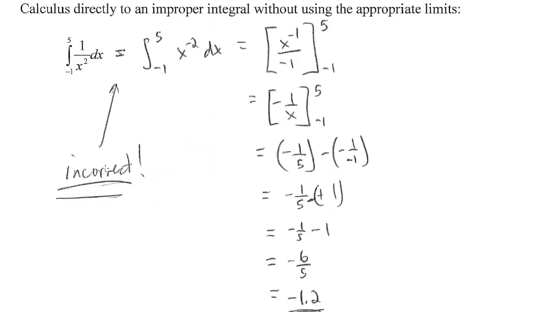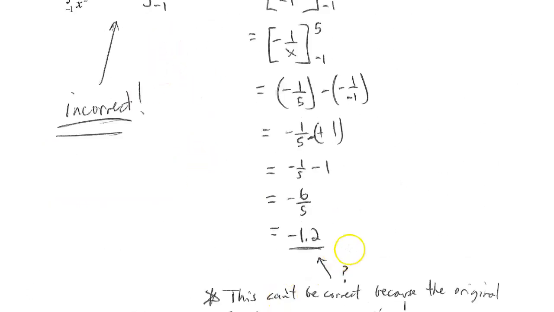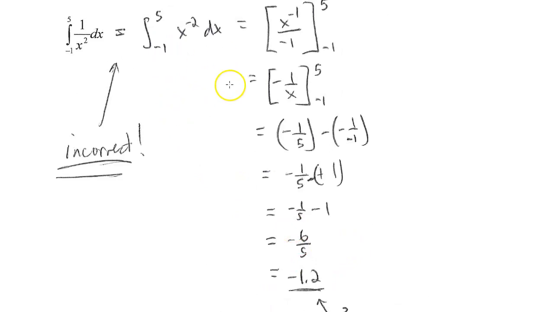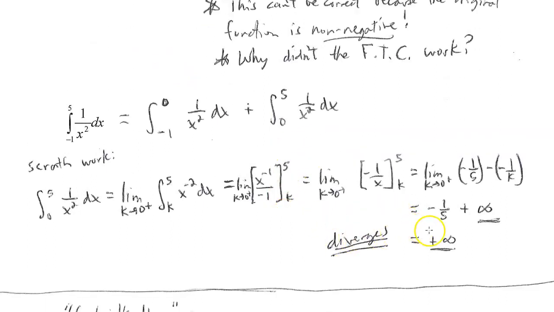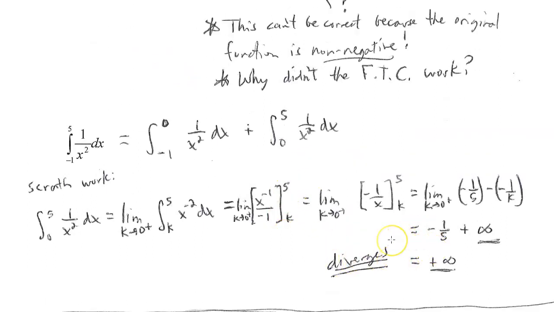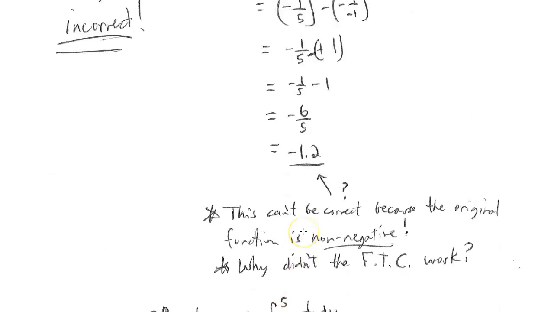So the correct answer to this integral is not, oh, it's negative 1.2, which is what you might expect if you think, oh, let's just do the fundamental theorem of calculus. Bang, bang, bang, bang. Okay, it turns out, though, the answer is infinite. Okay, the integral diverges. So what went wrong? Why didn't the fundamental theorem of calculus work?